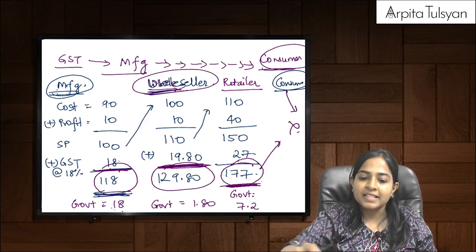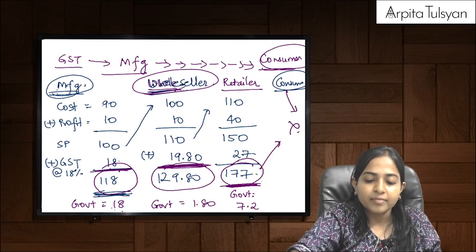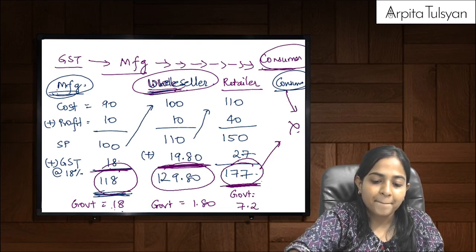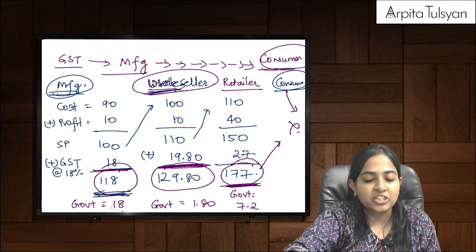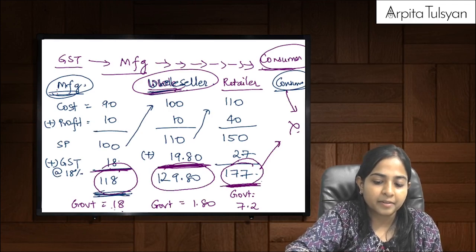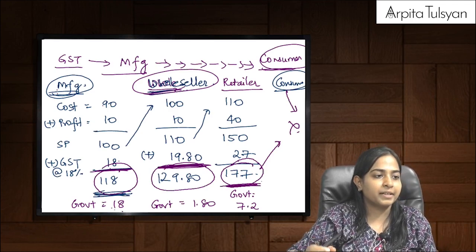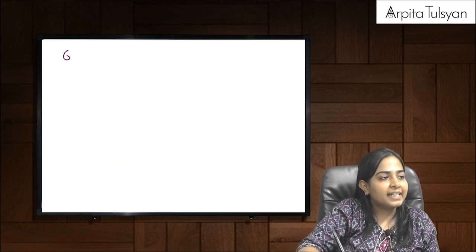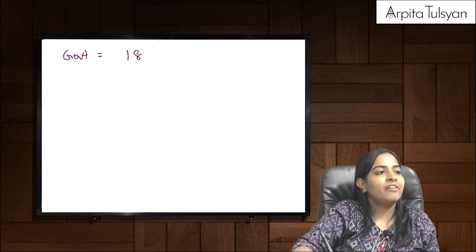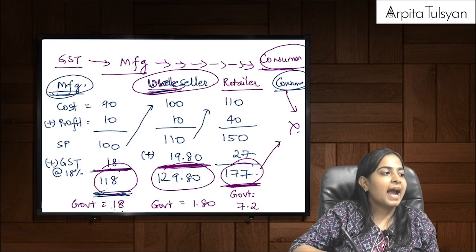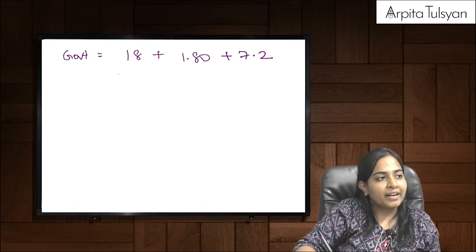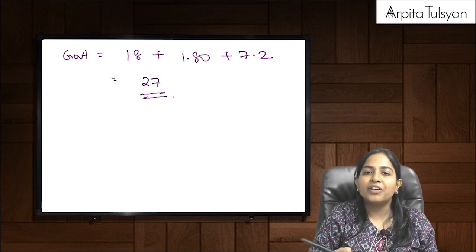Are you clear with this, everyone? Are you understanding this, everyone? Okay. So the chain breaks here. Now listen, I'll just show you one small calculation. Just try to understand. Can you tell me how much is the final taxes paid to the government? At first level, we paid 18, right? At second level, we paid 1.80, and at third level, we paid 7.2, right?